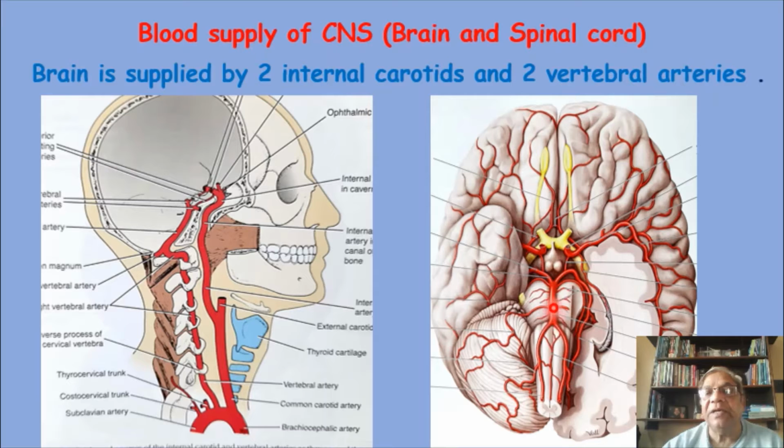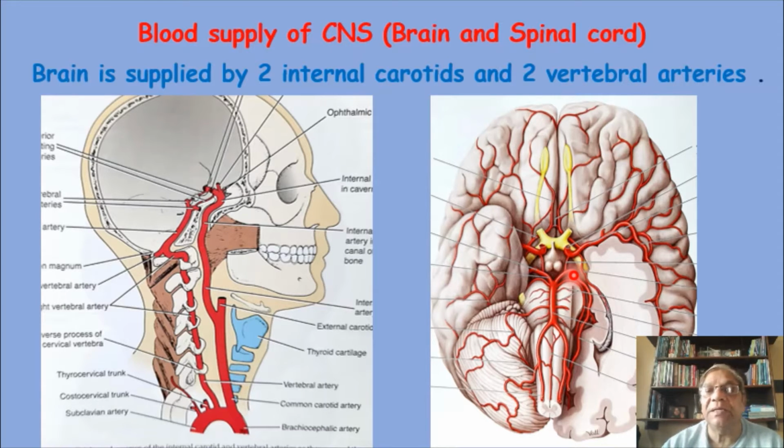and this basilar artery will lie in the pontine sulcus, which is on the ventral aspect of the pons. Then this basilar artery will run right up to the upper border of the pons, and at the upper border of the pons it will divide into two terminal branches, that is the right and the left posterior cerebral artery.